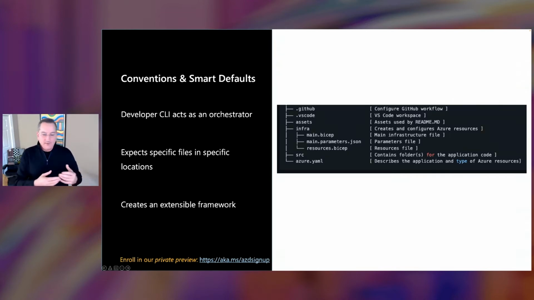And when I talk about creating this extensible framework or this configurable CLI, if you drop in your own main.bicep file, then the developer CLI will just work. You can think of it in this way as an orchestrator, where it's going to pull together the different tools that you use in your environment. So again, following a set of conventions, having templates with smart defaults creates a framework that you can go in and tailor very easily and quickly to your needs.